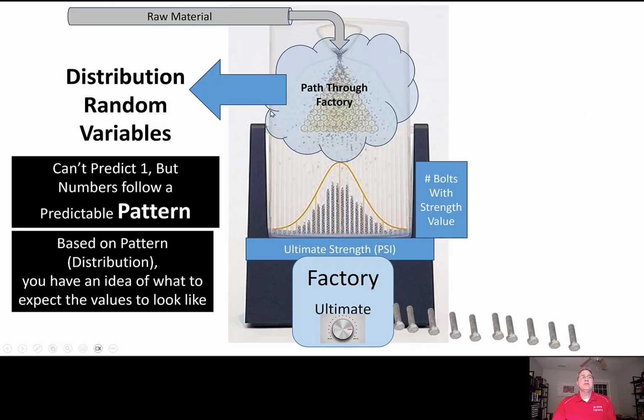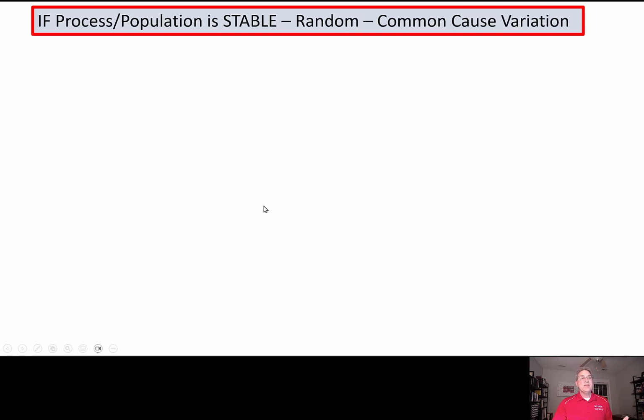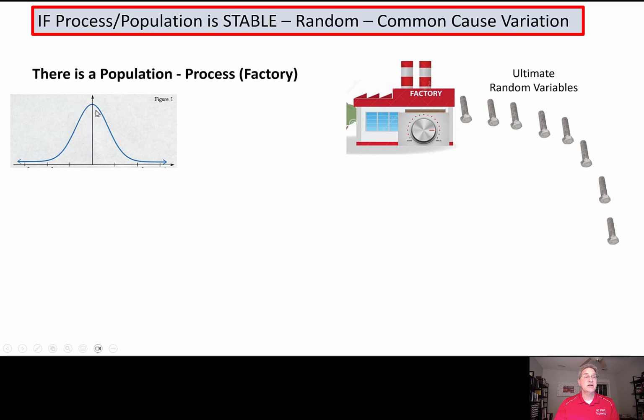And we even saw through the Galton board how distributions actually happen in the real world. There's a lot more paths through the factory to get here. And so we saw that that's how we can't know an exact value, but we can predict a pattern. And then we said, okay, so if the process is stable, common cause variation, then there is a population, our factory.